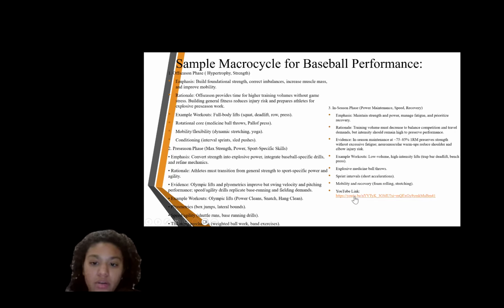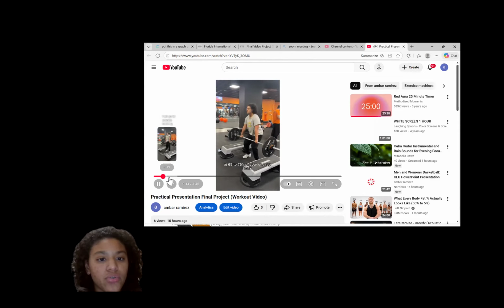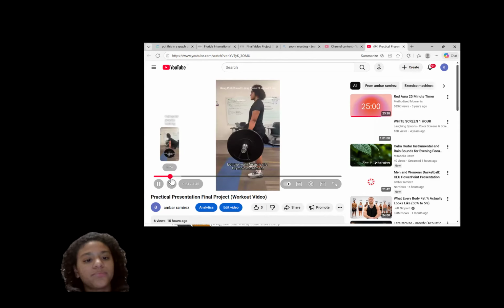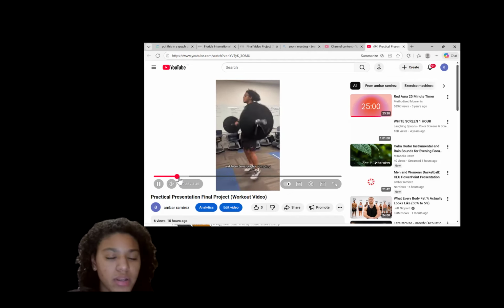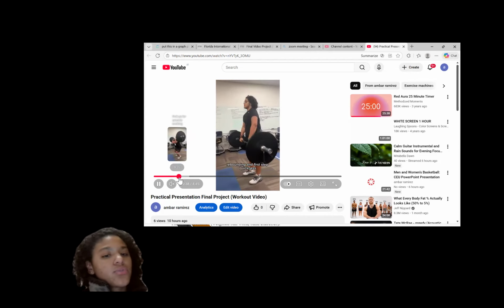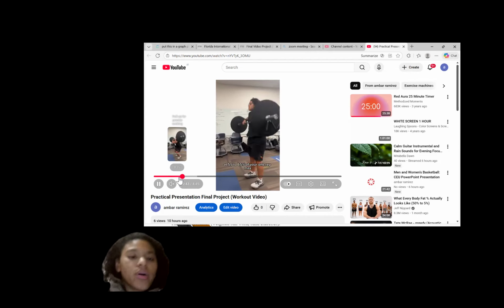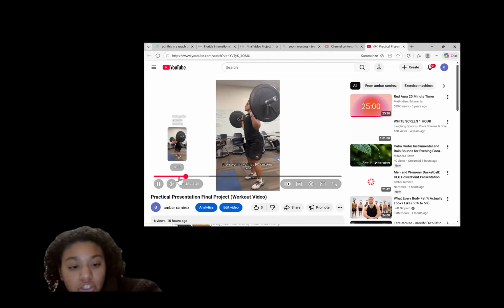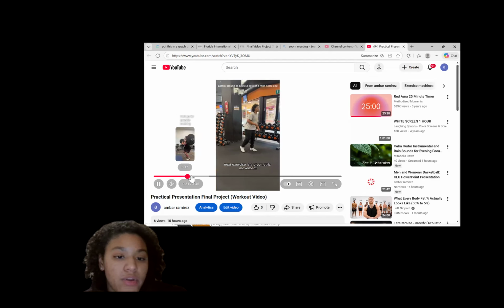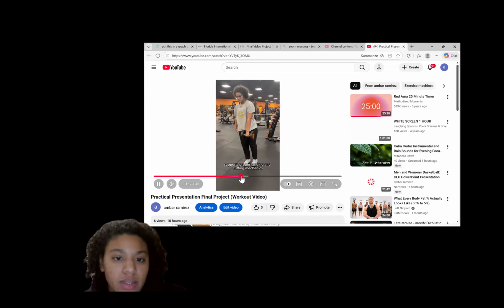Now here we have a YouTube link which will show us a clean hang, which would be very beneficial for strength. We'll go more into what exactly it's going to be hitting, but this would be one of the exercises. And then we will have the single leg RDL. So it's right here.